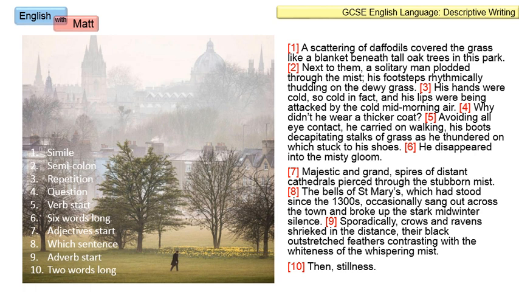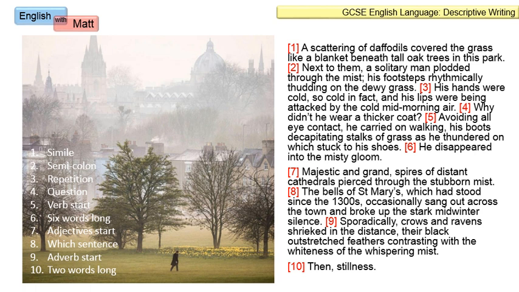So you can see with our numbers in brackets there where each sentence begins, and each of those sentences was written with the technique in that list on the left hand side. So the first sentence contains a simile, the second sentence contains a semicolon, the third sentence contains the repetition of the word cold, and so on.